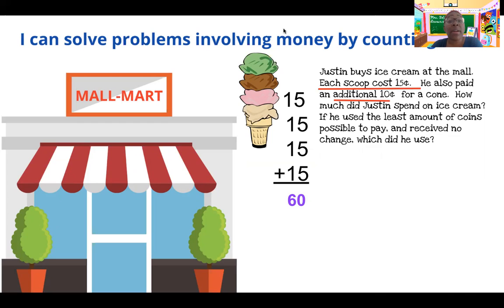So what are we going to do now? That's right. We're going to add the 10 cents to the 60 cents. And what is 60 plus 10? There we go. Mental math. It is 70 cents. Now, what else does the problem ask us to do? The problem asks us to identify what coins Justin used to buy his ice cream using the least amount with no change. Remember yesterday, we always start with our largest coin, which is, that's right, our quarter.